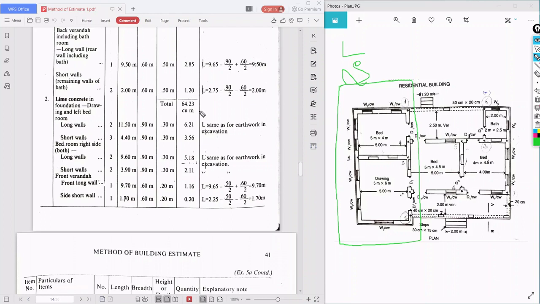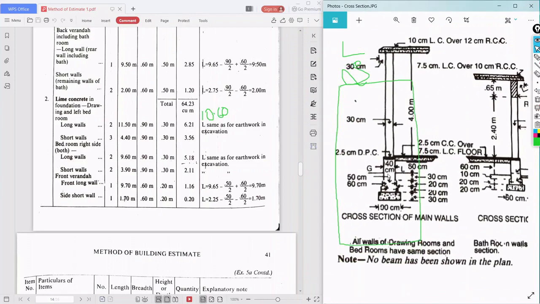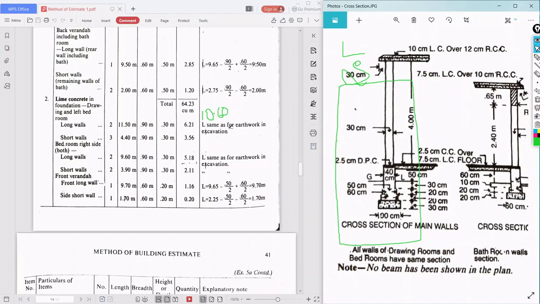So what is the center to center length? That is 10.60, plus what is the width of the CC bed? That is 90 centimeter, plus 0.9 by 2, plus 0.9 by 2. So when you do 10.6 plus 0.9 by 2 plus 0.9 by 2, you will get 11.50. Correct?